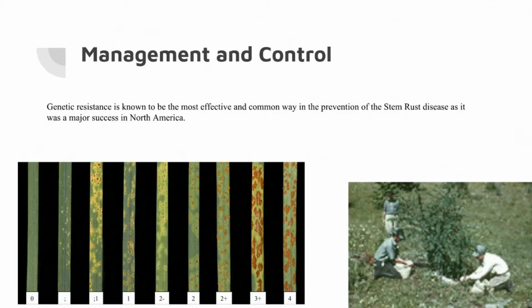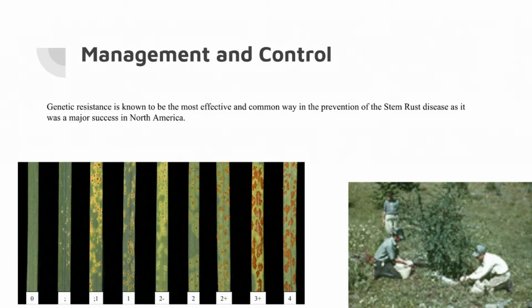Management and control. Genetic resistance is known to be the most effective and common way in the prevention of the stem rust disease, as it is a major success in North America. At least 50 distinct genes for vertical resistance to stem rust have been found in wheat or transferred to wheat. Many of these resistance genes are not equally useful, resulting in a lot of them being discarded from the wheat breeding programs. Although many of the genes appeared to be non-useful, there were others that worked effectively in wide ranges.